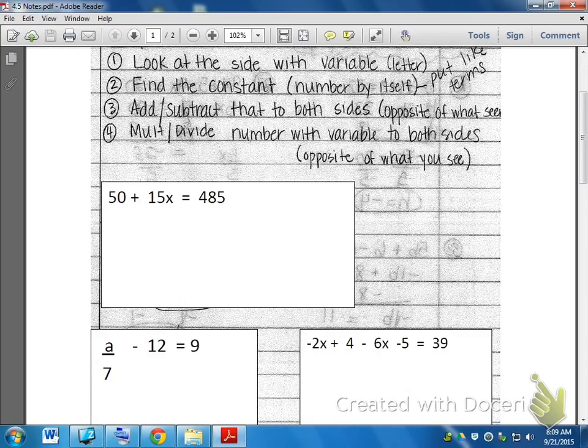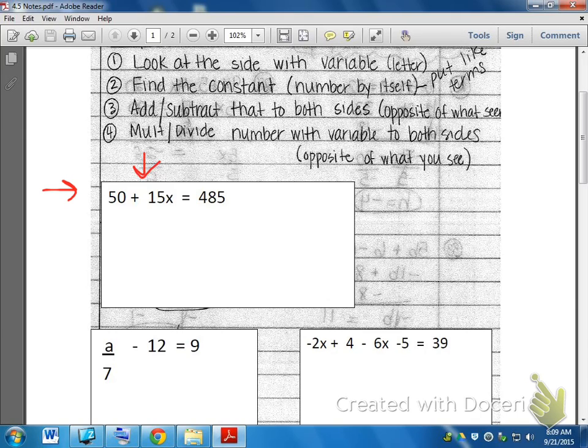Yeah, see, I've got one right here to begin with. But let's start with here. 50 plus 15x equals 485. So here's what we're going to do. The left-hand side has the variable. What's the constant term on the left-hand side of the equation, Tori? 50. How would I make the 50 go away? Would I add 50 or subtract 50?